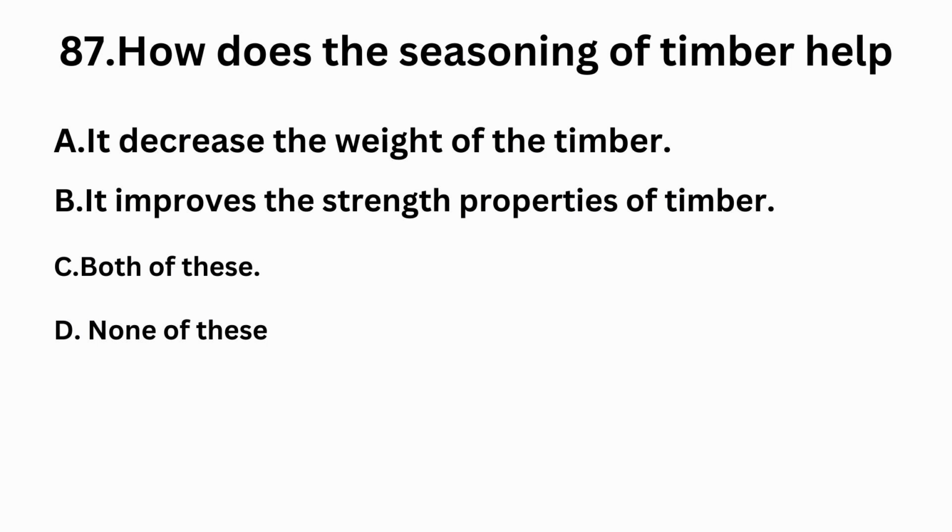87. How does the seasoning of timber help? A. It decreases the weight of the timber. B. It improves the strength properties of timber. C. Both of these, and D. None of these. Seasoning of timber is the process of removing moisture from freshly cut timber. So it decreases the weight of the timber and it improves the strength properties of timber. So C, both of these, is correct.